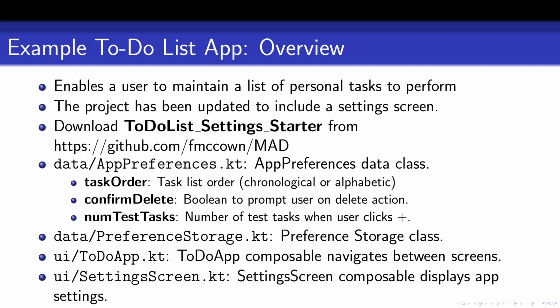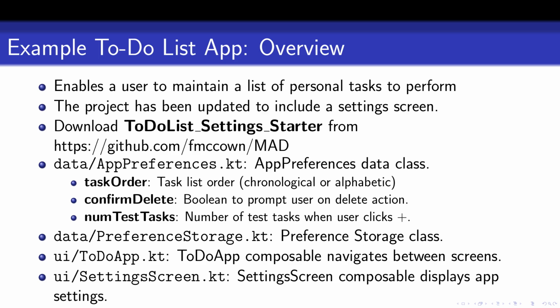The To-Do List app has been updated to include a settings screen. In the app, settings are managed through the App Preferences data class. It includes task order for sorting tasks chronologically or alphabetically, confirm delete to toggle a delete confirmation dialog, and numTest tasks to set the number of test tasks generated. These settings are stored in preference storage.kt and accessed via the settings screen.kt composable, with navigation handled by to-do app.kt.